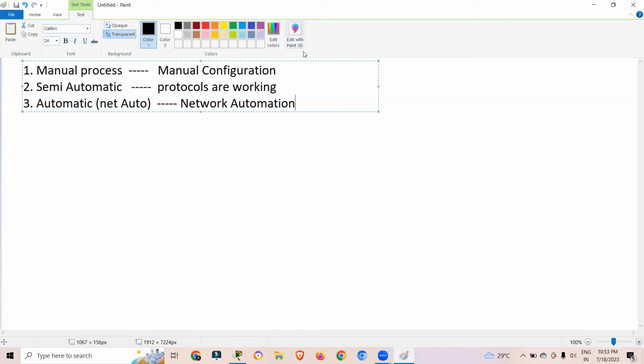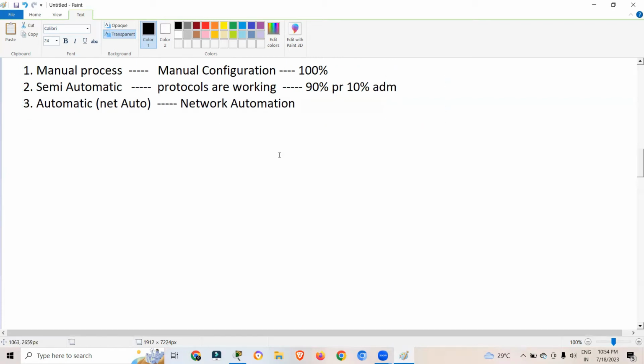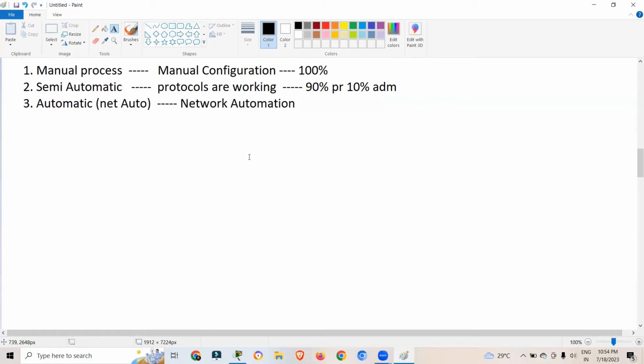What is the meaning of manual configuration? That means 100% of the work must be done by the administrator. With a protocol, 90% of the work will be done by the protocol and 10% of the work will be done by the administrator. That is the meaning of protocol first of all. So how are protocols helpful here?